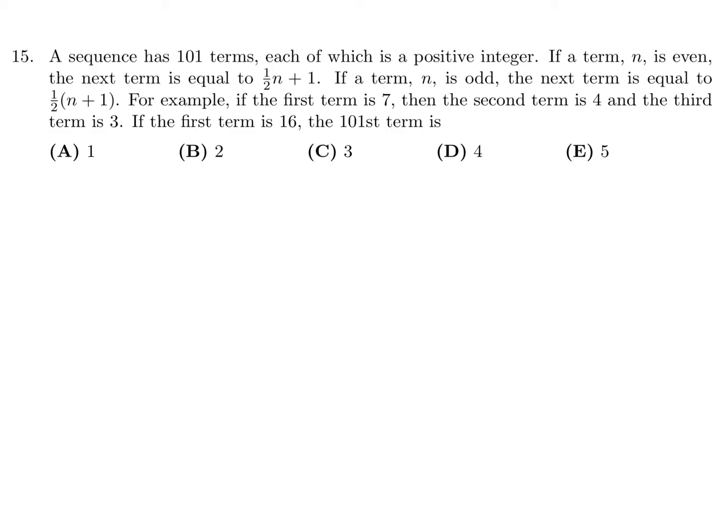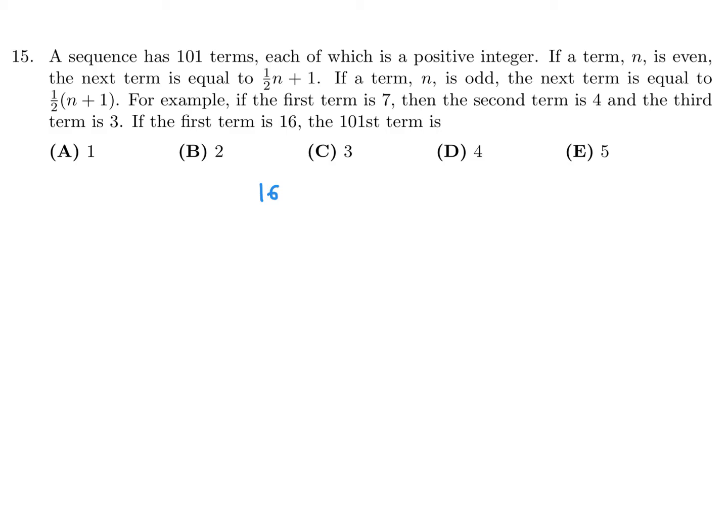A sequence has 101 terms, each of which is a positive integer. If a term n is even, the next term is equal to n/2 plus 1. If a term n is odd, the next term is equal to (n plus 1) divided by 2. For example, if the first term is 7, then the second term is 4, the third term is 3. The first term is 16. What is the 101st term?